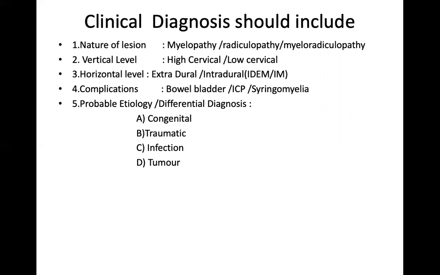Then the patient cannot feel the pillow because of the numbness on the nape of the neck. All these factors will help narrow down your high cervical level further to a myotome. So it's important. Then horizontal, we already discussed complication, bladder bowel, ICP, syringomyelia, and probable diagnosis.